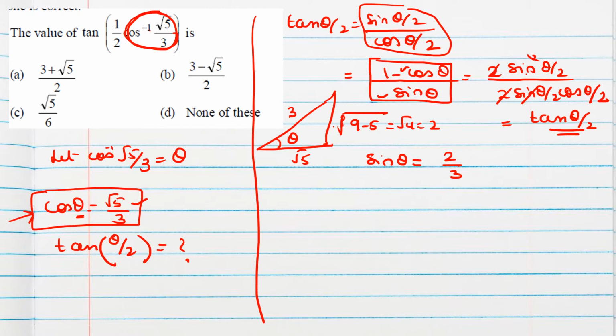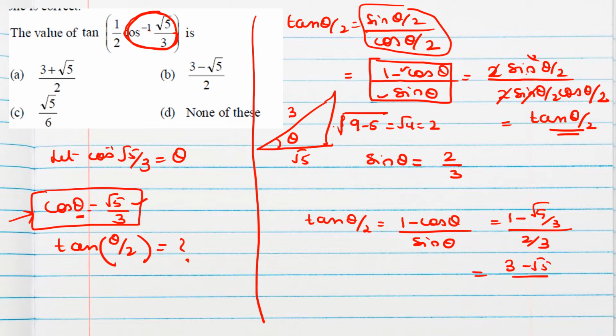Now tan theta by 2, I will write once again, 1 minus cos theta by sine theta. So 1 minus root 5 by 3 divided by 2 by 3. Cross multiply in numerator, 3 will get cancelled. 3 minus root 5 divided by 2 is the answer, which is option B.